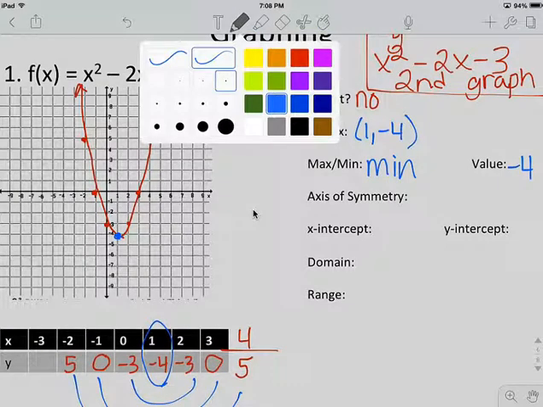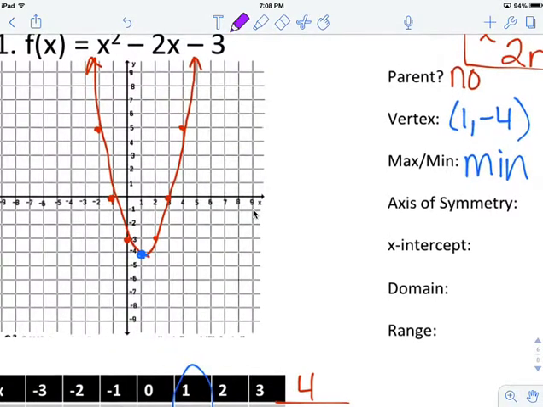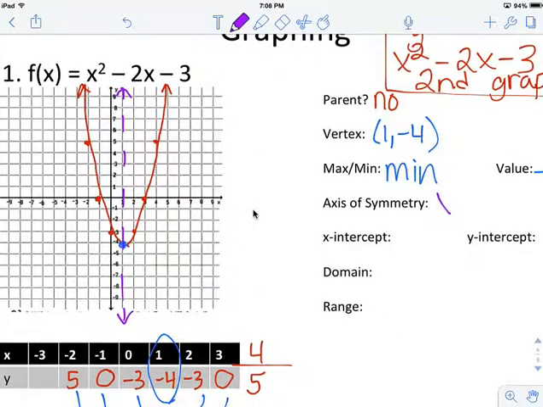The axis of symmetry is the vertical line that goes through the vertex. So my vertical line here is x equals 1. Remember, it should always match the x on your vertex, but please make sure you always write it as an equation because that is an equation of a line.